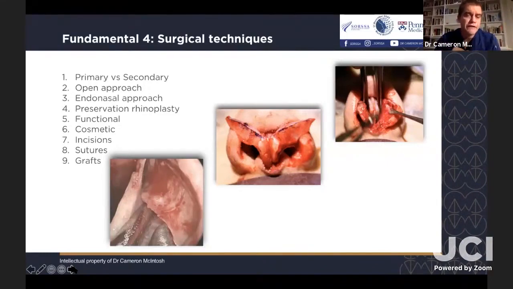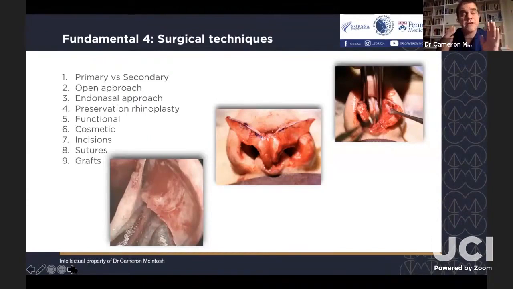So you must be very careful with how carefully you work. Remember, you don't want to strangulate tissue. You want to be gentle on tissue. You need to gently treat the nose. You need to learn about the different kinds of sutures that are used in rhinoplasty.